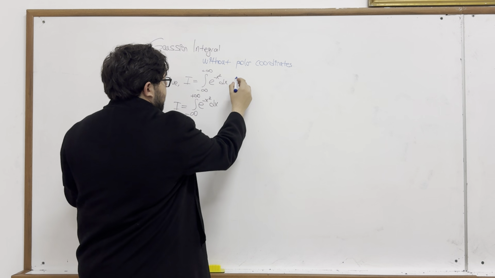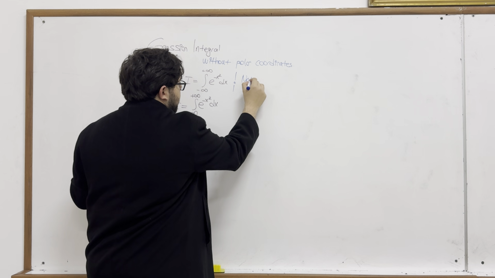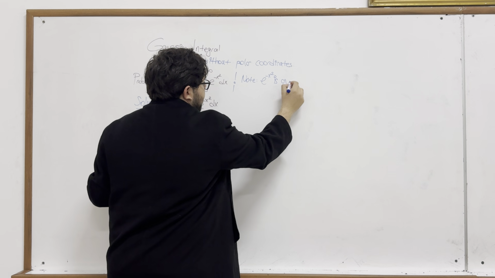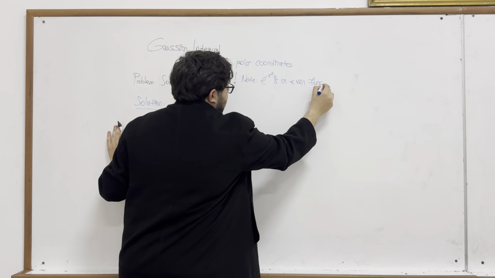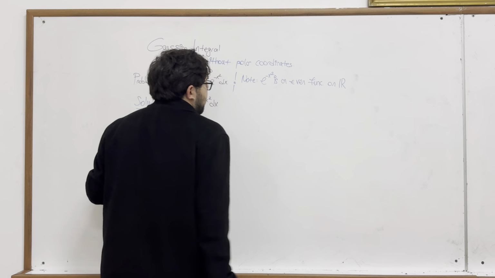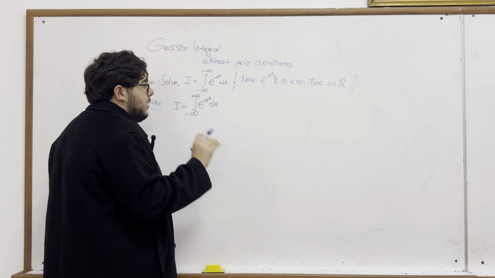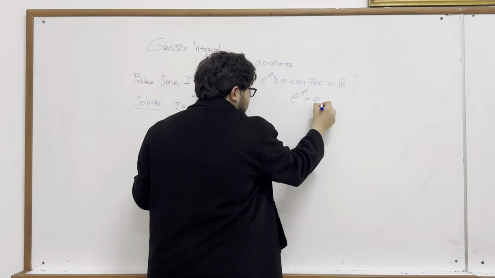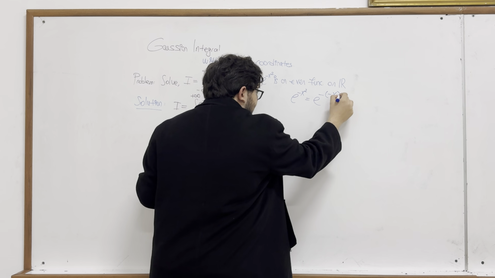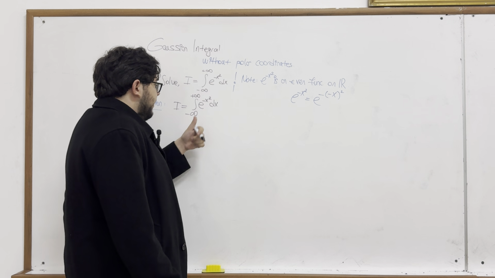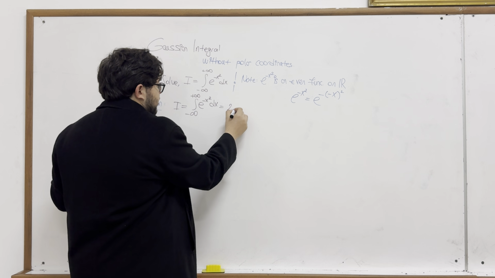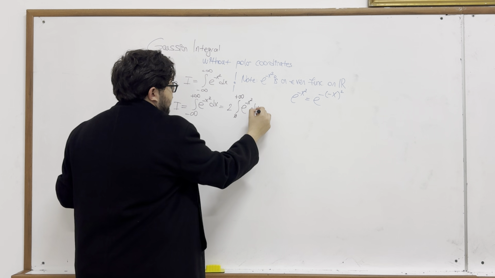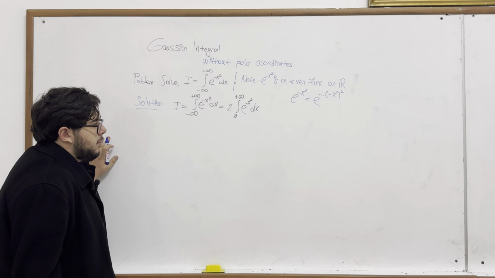Okay, so let's note that e to the power of minus x squared is an even function on R. We know that on R, e to the power of minus x squared is an even function, which means e to the power of minus x squared is equal to e to the power of minus (minus x) squared. So actually we can write this integral like this: 2 times the integral from 0 to positive infinity of e to the power of minus x squared dx. Okay, no problem from here.